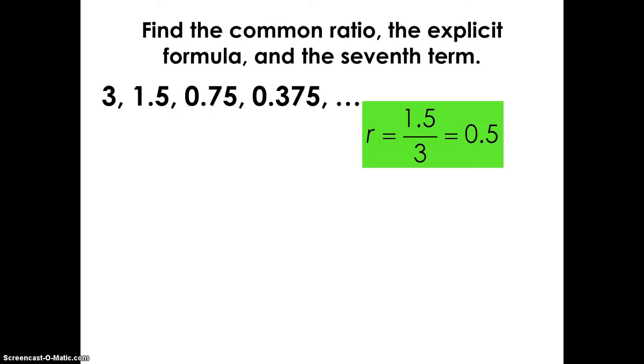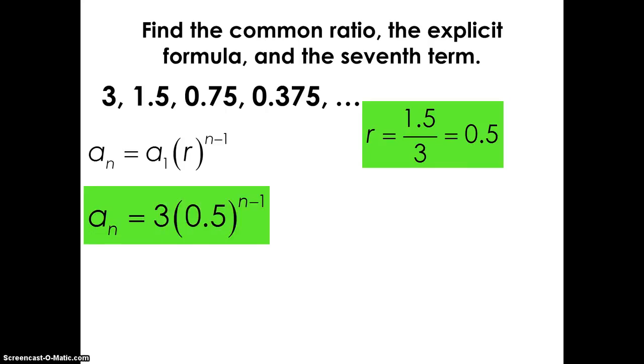So now I know that my common ratio is 1/2, and because it is a geometric sequence, I know I have to use the formula a sub n is equal to a sub 1 times r to the n minus 1 power. So I plug in the information I know. I know that r is 0.5. I know that my first term is 3. And so I plug in that information. And now that is the answer to my explicit formula for the geometric sequence. The main reason is because I have that exponent of n minus 1. And I can't do my multiplication before I do something with that exponent.